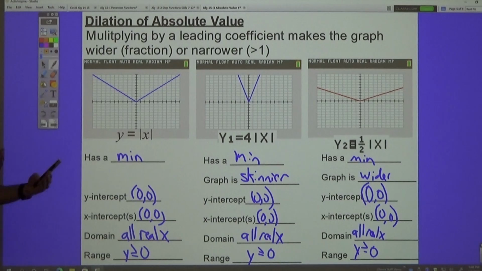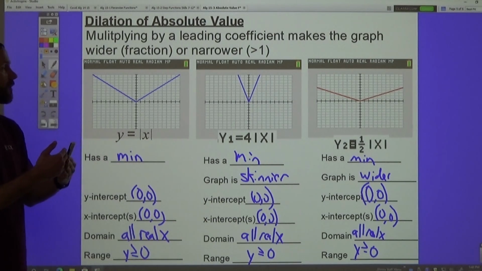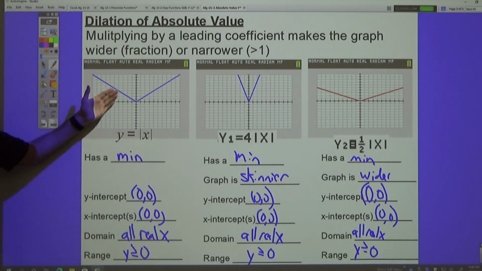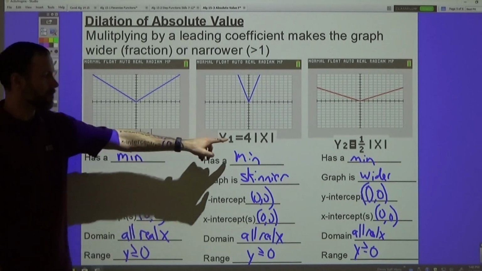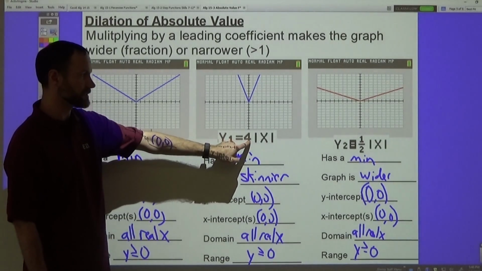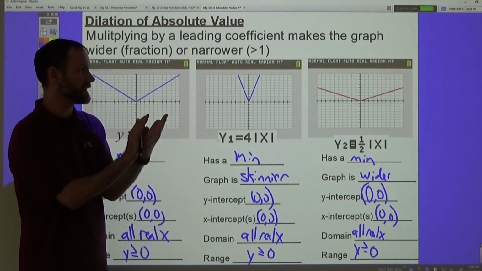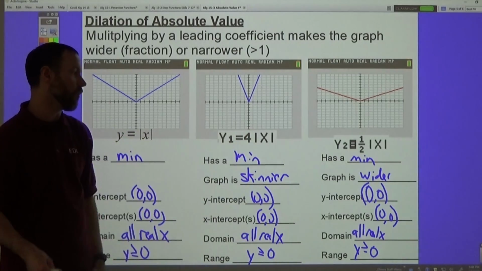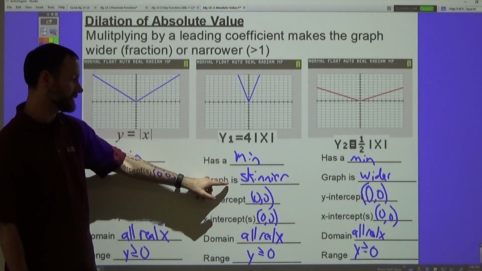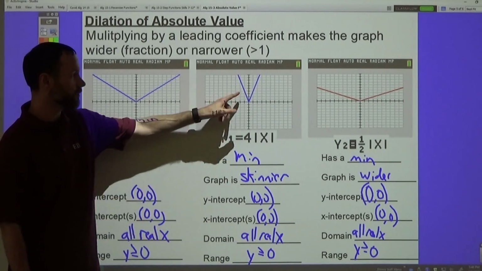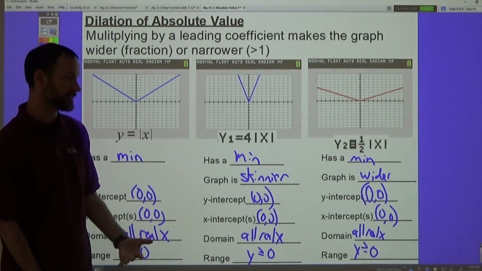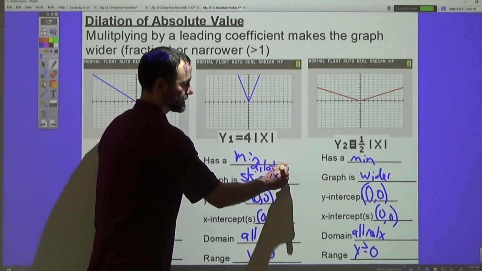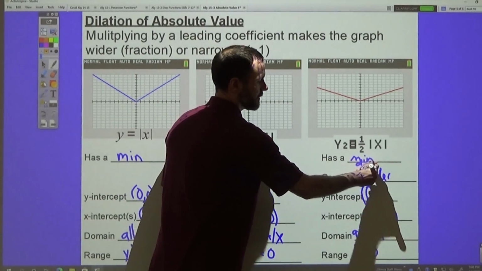A dilation makes it skinnier or wider, or you might say narrower instead of skinnier. So here's our original one again. If we multiply it by 4, a number that's bigger than 1, it's going to get skinnier or narrower. If we multiply it by a fraction out in front, it's going to get wider. So both of them have mins. We have a skinnier one and a wider one. That's the dilation: one that is skinnier, one that is wider.